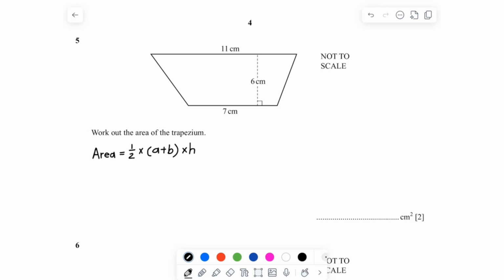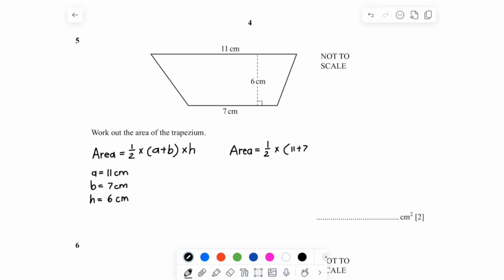So what we'll do now is we will identify the values from the diagram. In this case, a equals 11 centimeters, b equals 7 centimeters, and h, which is the perpendicular height, in this case is 6 centimeters. Now the next thing that we have to do is we have to substitute the values into the formula. So now we have area equals 1/2 times (11 + 7) times 6.